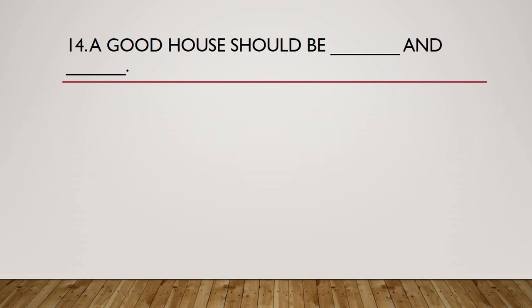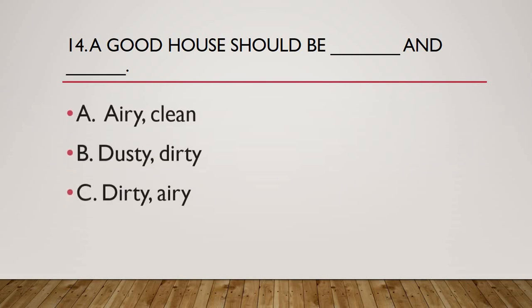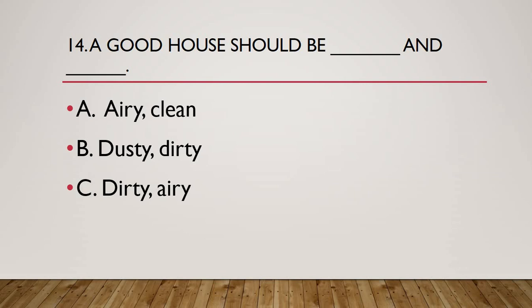Moving on to the 14th question. A good house should be dash and dash. Now you will say, sir, where is the option? Here are the options. First option is airy and clean. Second is dusty and dirty, and third is dirty and airy. Wow. So it seems like we are playing KBC, isn't it so? And yes, you need to select the correct option using your mind. Just invest your mind properly in this question and the options.